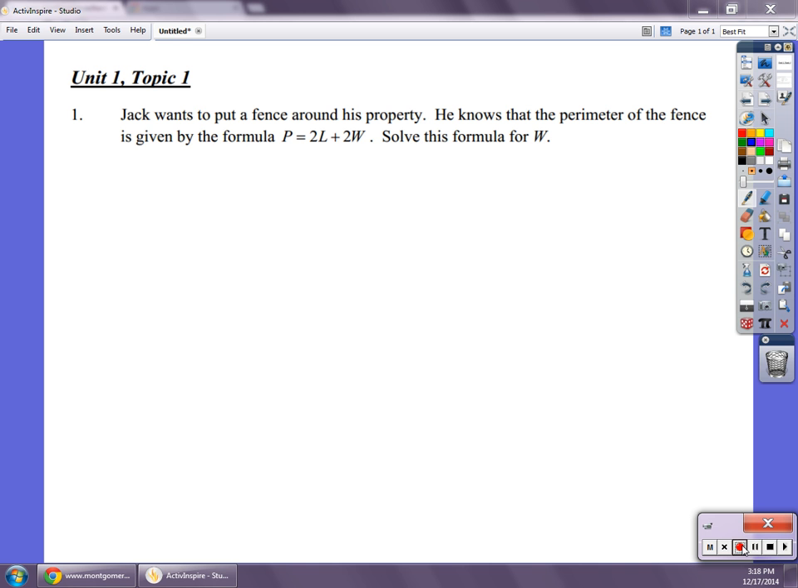Number 1. Jack wants to put a fence around his property. He knows that the perimeter of the fence is given by the formula P equals 2L plus 2W. Solve this formula for W. The first thing I'm going to do is just go up here and circle our formula. That's important. And I'm also going to make a note. What does this mean, solve this formula for W?